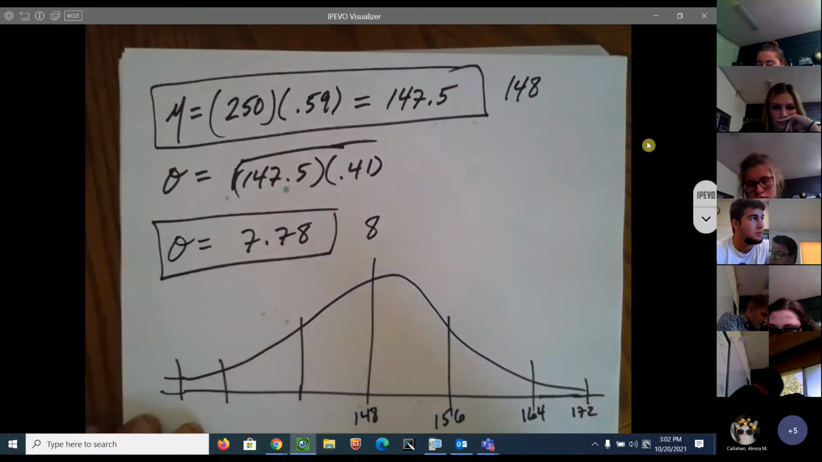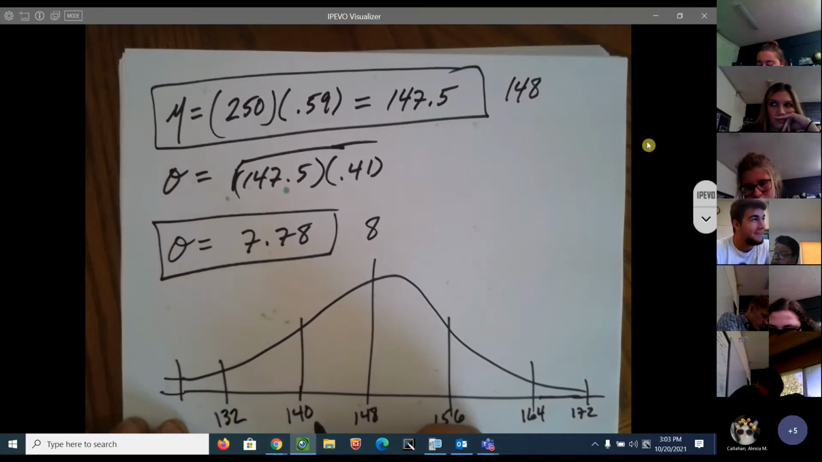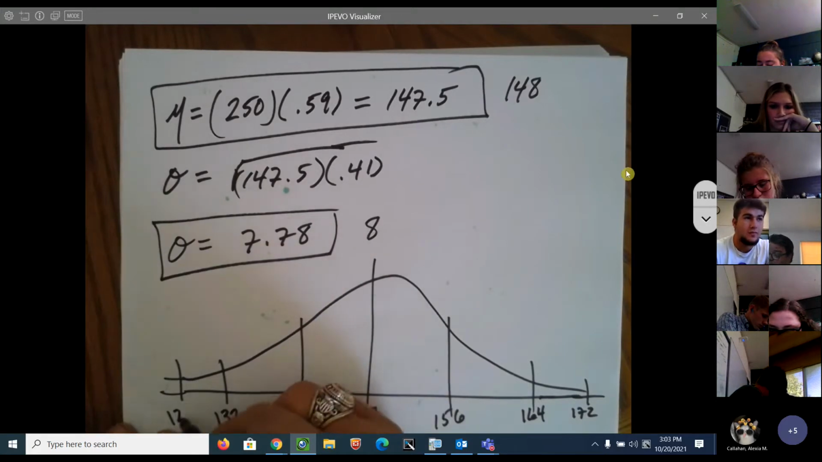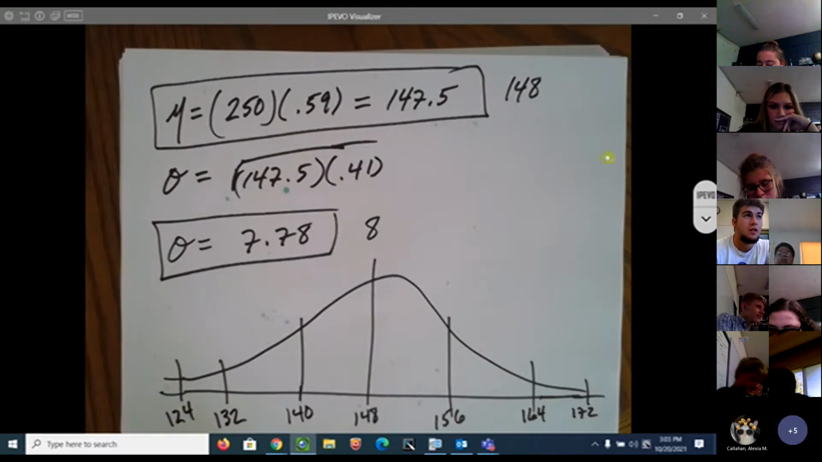148 minus 8 is 140, 132, and 124. I made this 148. I made this 8 because I'm not doing those decimals while I'm trying to finish this test. I'm not going to explain.